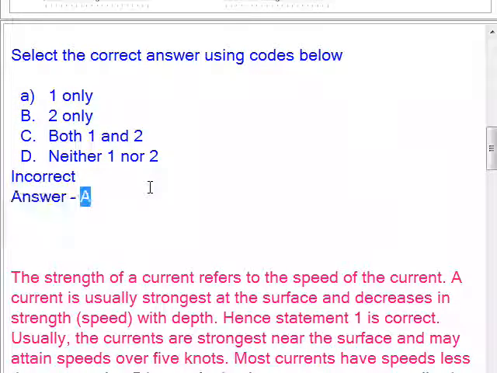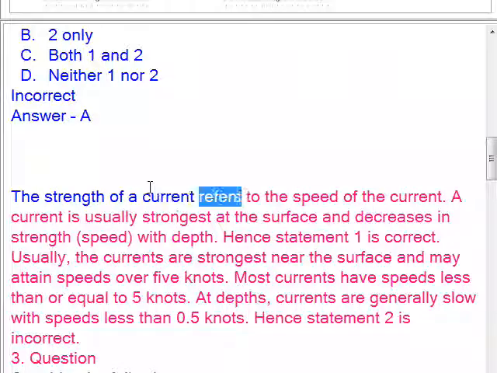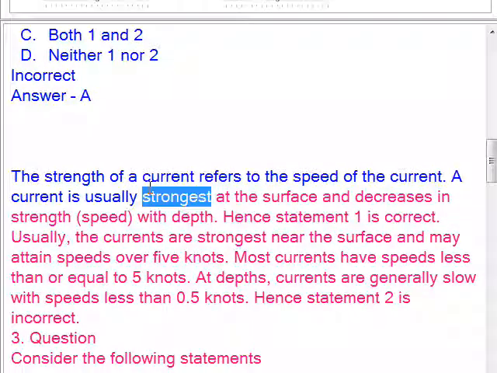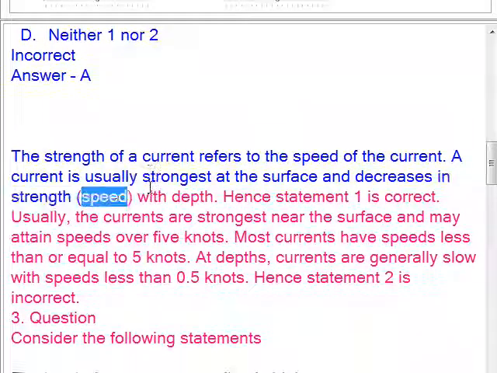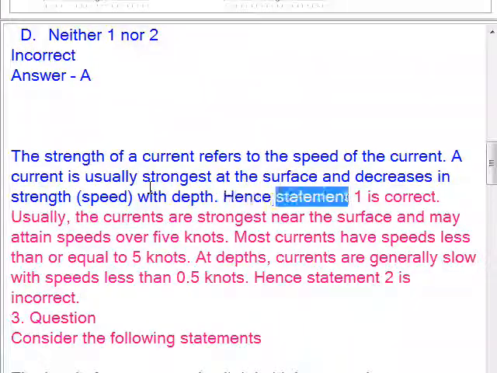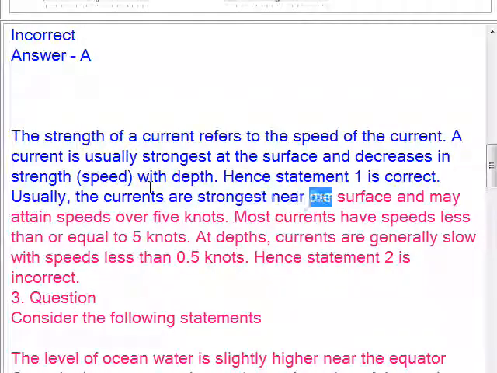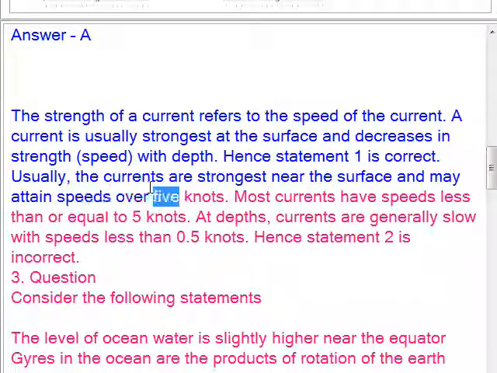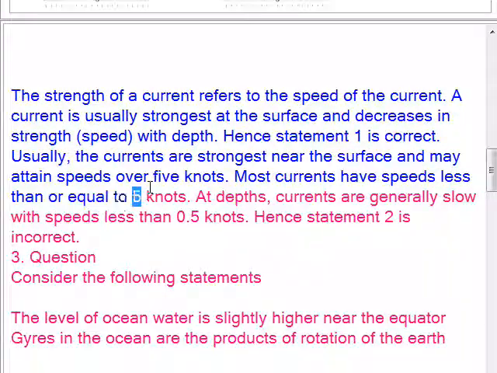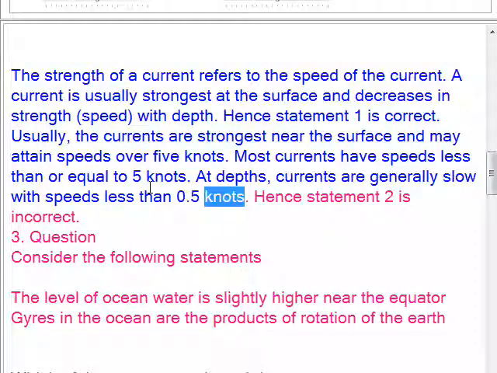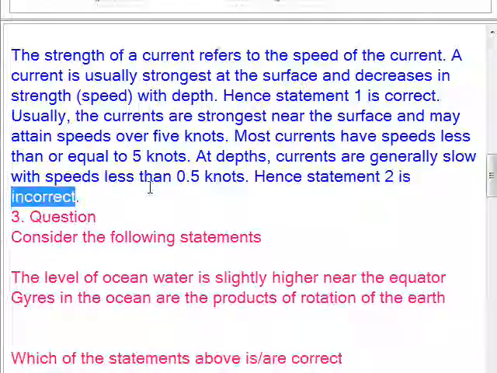Correct answer, A. The strength of a current refers to the speed of the current. The current is usually strongest at the surface and decreases in speed with depth. Hence statement 1 is correct. Usually, the currents are strongest near the surface and may attain speeds over 5 knots. Most currents have speeds less than or equal to 5 knots. At depths, currents are generally slow with speeds less than 0.5 knots. Hence statement 2 is incorrect.